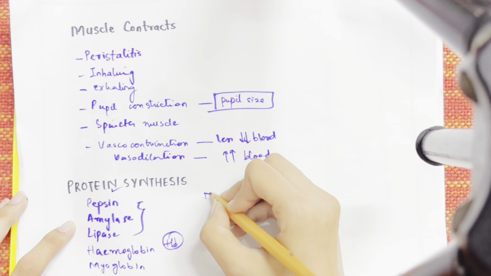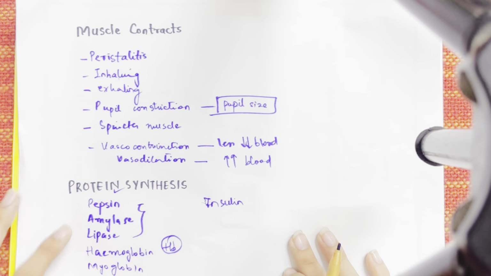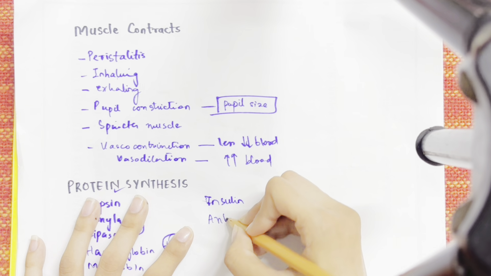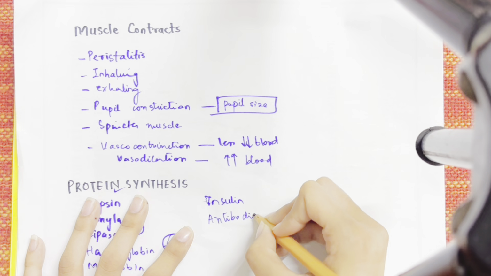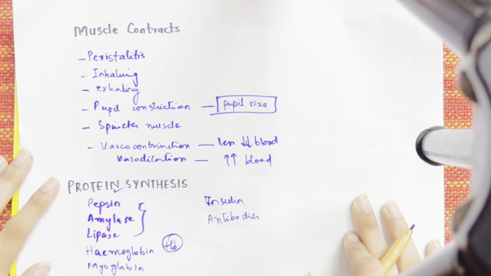Then another example is insulin, which is produced by the beta cells of your islets of Langerhans. The last example we can take is antibodies. All of these are involved in protein synthesis, as we know how much importance protein holds in our body. These are a few of the examples related to muscle contraction and protein. We're going to discuss the others in a similar manner for you to understand in a better way.